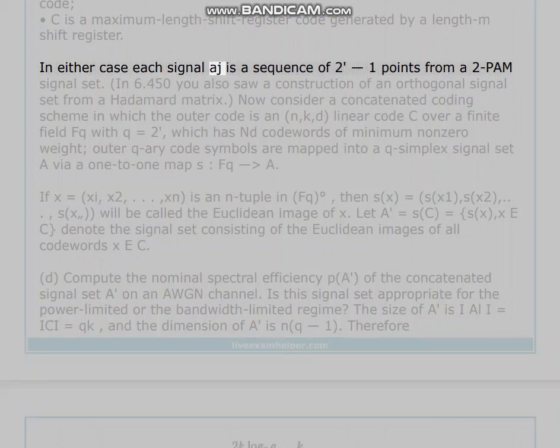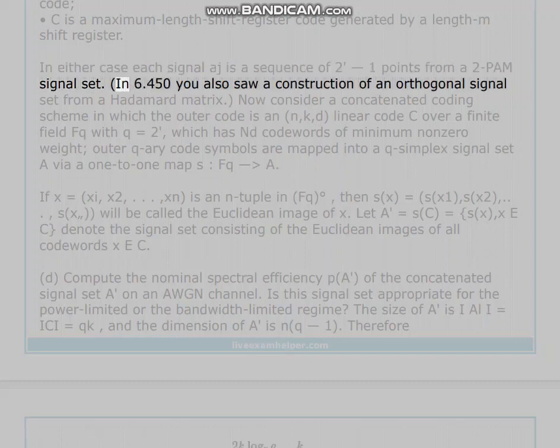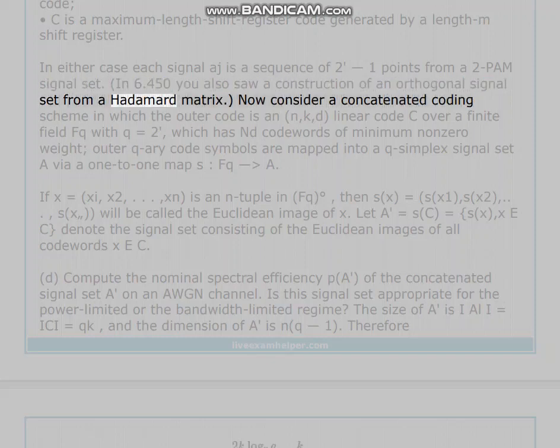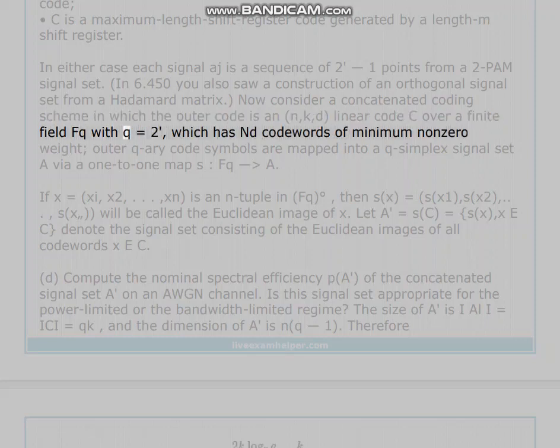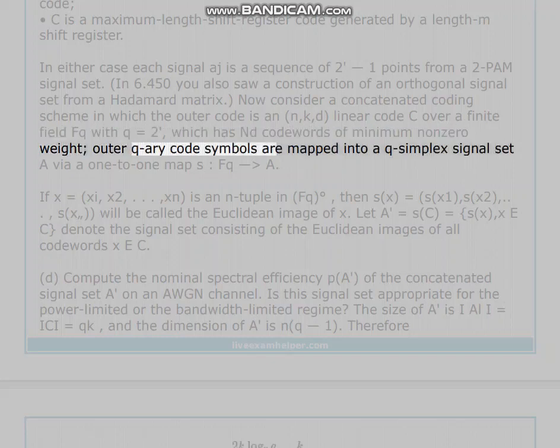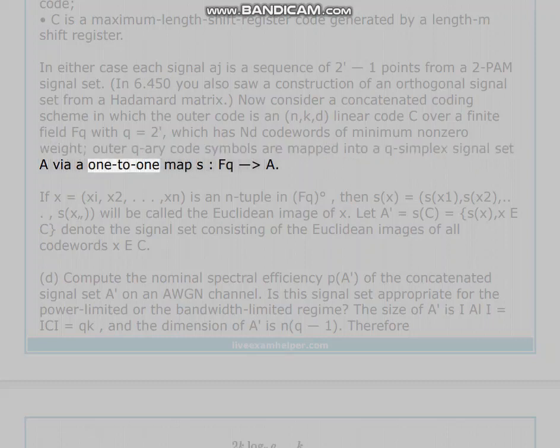In either case, each signal a_j is a sequence of 2^m - 1 points from a 2-PAM signal set. In 6.450, you also saw a construction of an orthogonal signal set from a Hadamard matrix. Now consider a concatenated coding scheme in which the outer code is an (n, k, d) linear code C over a finite field F_q with q = 2^m, which has N_d codewords of minimum nonzero weight. Outer q-ary code symbols are mapped into a q-simplex signal set A via a one-to-one map S: F_q → A.